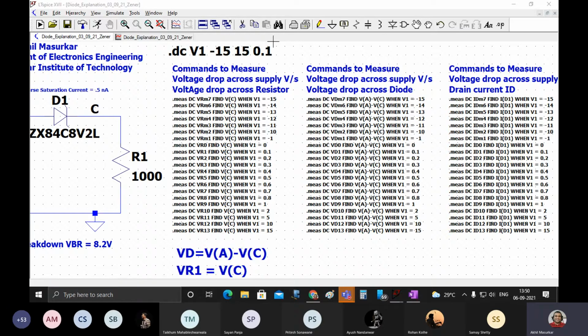Now I am asking you one very technical question, which is based on LTspice. It is not based on any theory. In this particular circuit, how many values of VR, that is the voltage drop across the resistor, is SPICE calculating?